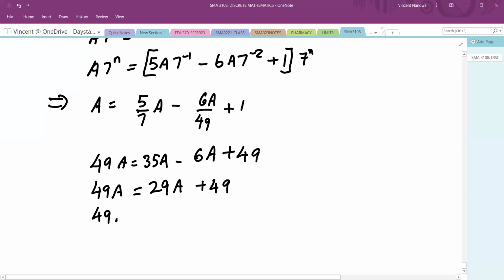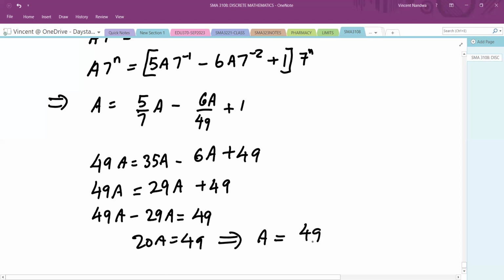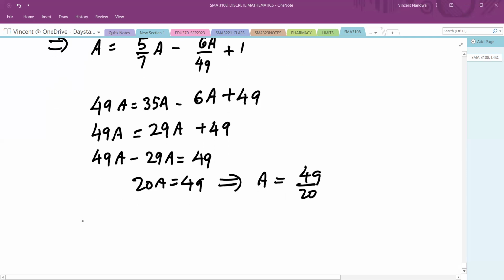So 49A minus 29A equals 49. 49 minus 29 is 20. So 20A equals 49, which means A alone is 49/20. So therefore, our particular solution is given by 49/20 times 7 power n.